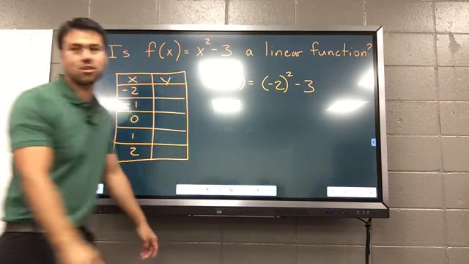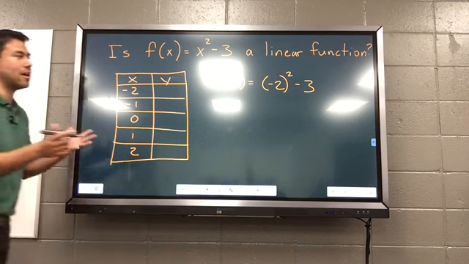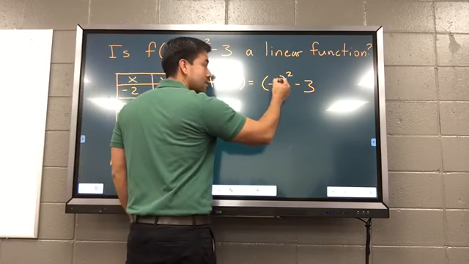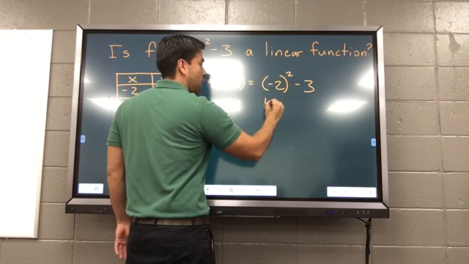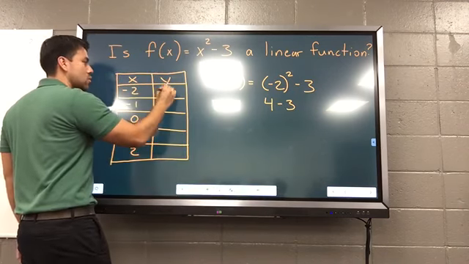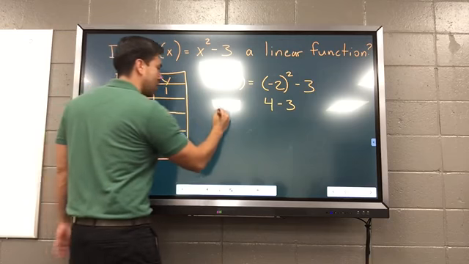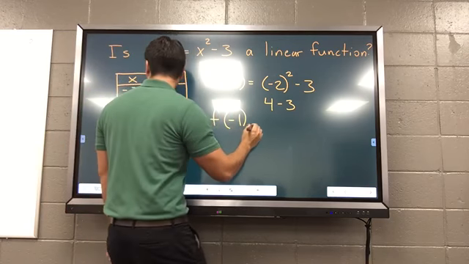Do you guys remember this on your test? You're like, wait, I didn't have to do this. You did, and we did go over it. So how do you figure it out? All you have to do is simplify. What's -2 squared? 4. What's 4 minus 3? 1. So if x is -2, what does y equal? 1. Okay. Then I do it with -1. You're like, Mr. A, this takes a long time.